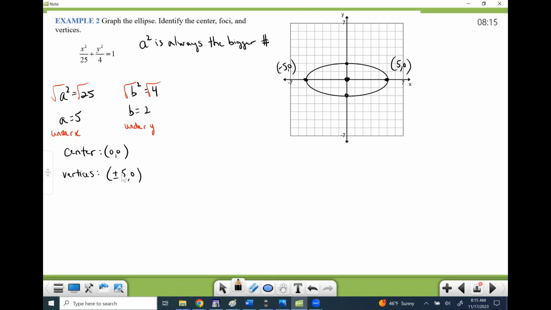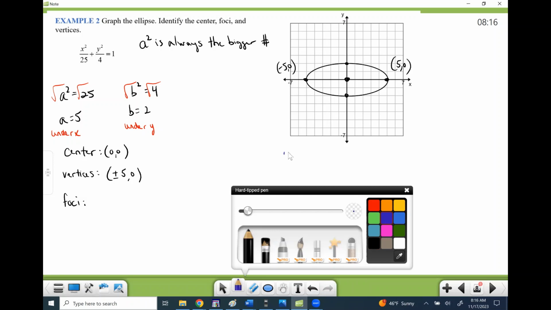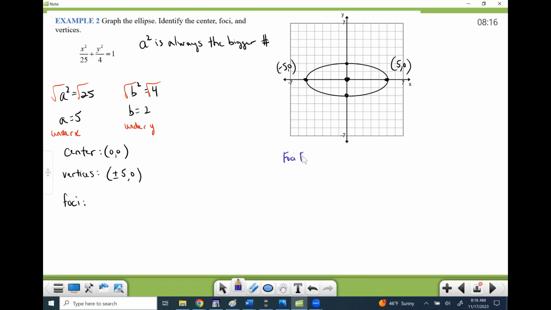So remember, the foci doesn't involve the letter A. The foci involves the letter C. So we're going to have to hunt down the letter C. So there is our foci formula that was written on that page of formulas. And it's kind of like the Pythagorean theorem. It's A squared minus B squared equals C squared. We'll talk in a little bit about why that is the way it is, okay? All right, so let's go ahead and substitute in A squared. We already know it's 25. B squared was 4.